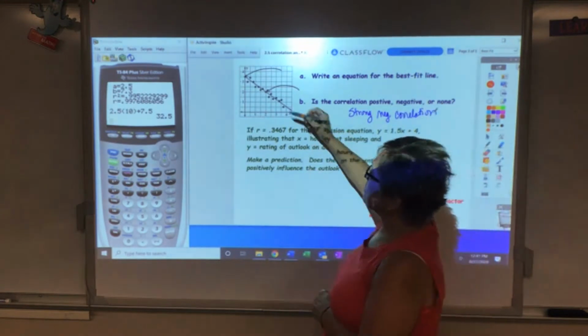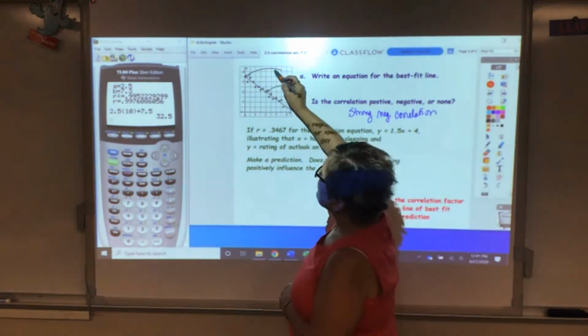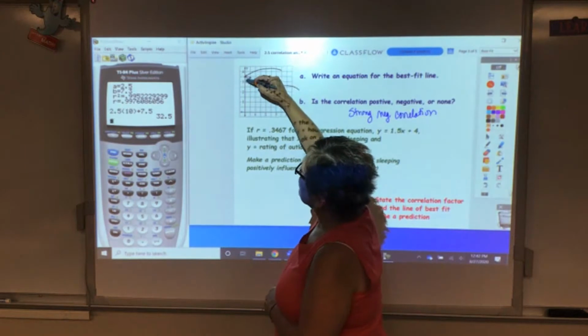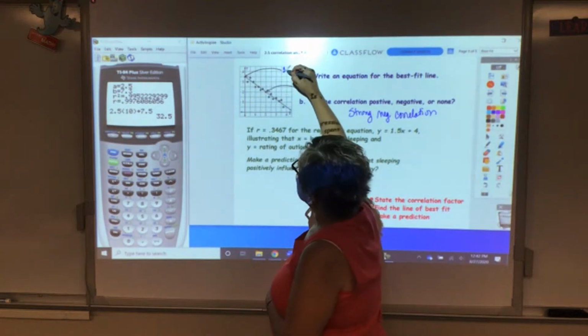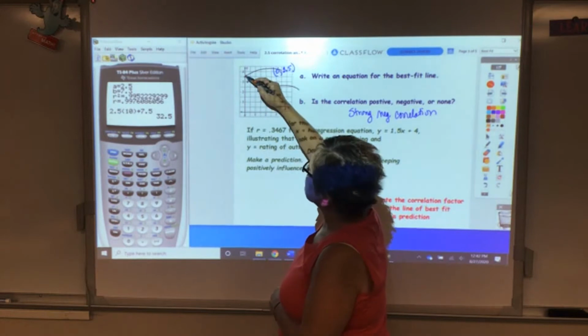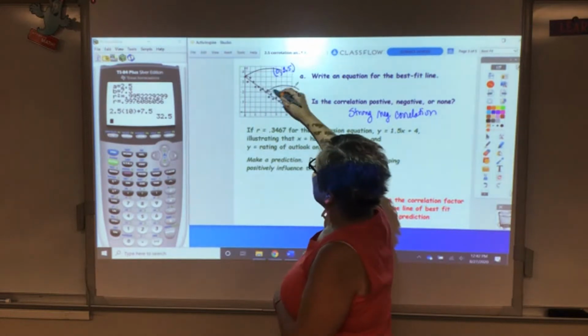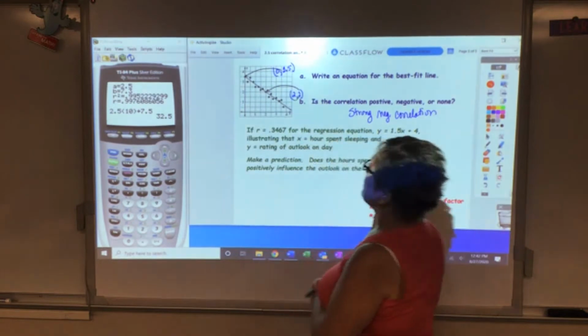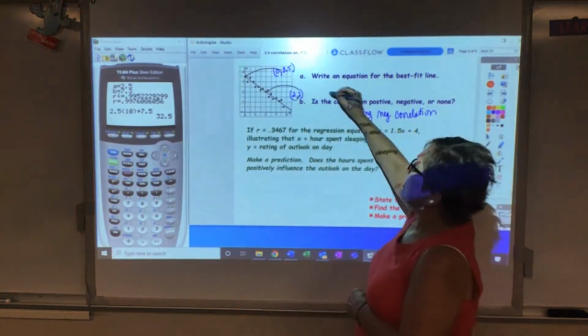I can come up with an equation by picking any 2 points I want. So if I choose this point, it looks like exactly between 3 and 4, so that is 3.5. 0 on the x, 3.5 on the y. And this point is 2, 2. So I could calculate that equation.